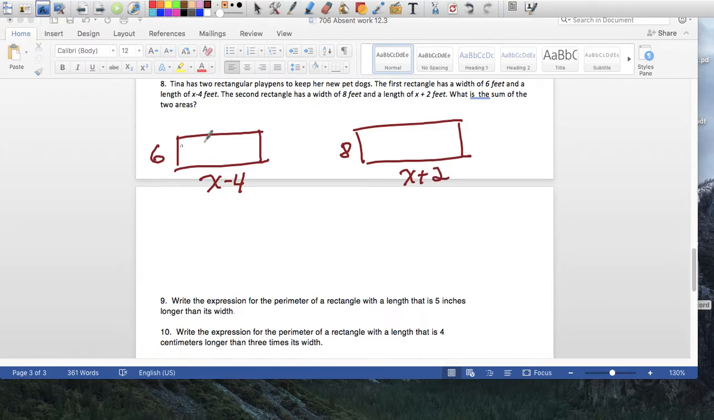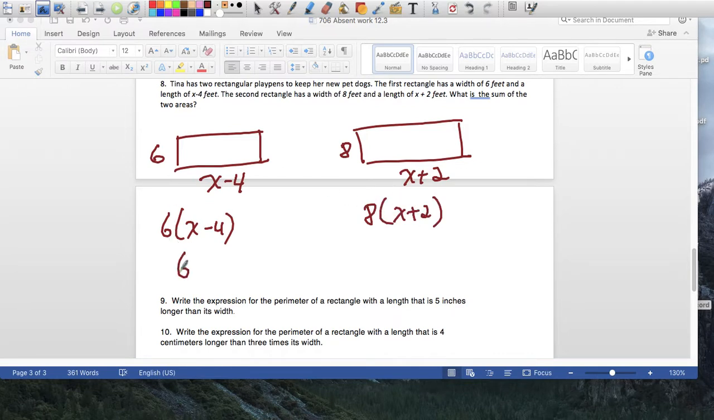Well, let's find the sum of this area. So this is area, not perimeter, so I'm not adding all those sides. I'm actually multiplying length times width, right? Base times height. So in this case, I'm multiplying 6 times x minus 4. In this case, I'm multiplying 8 times x plus 2.